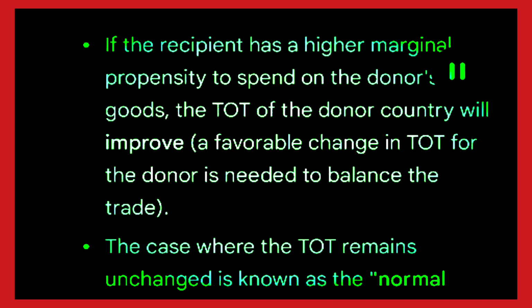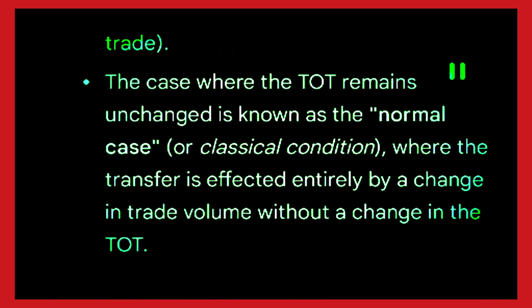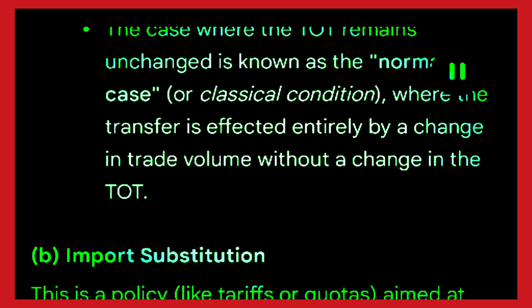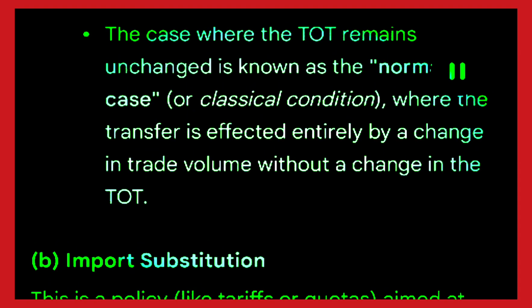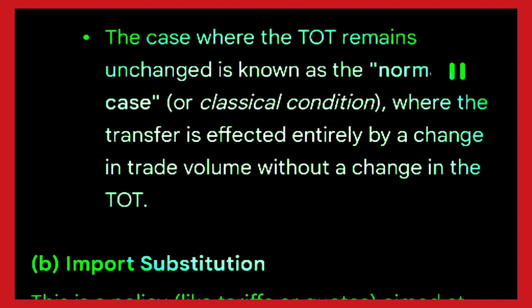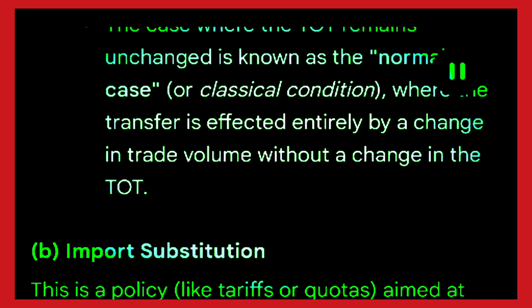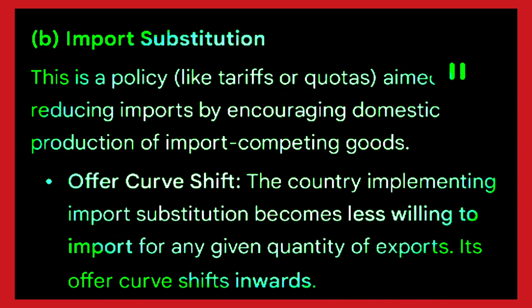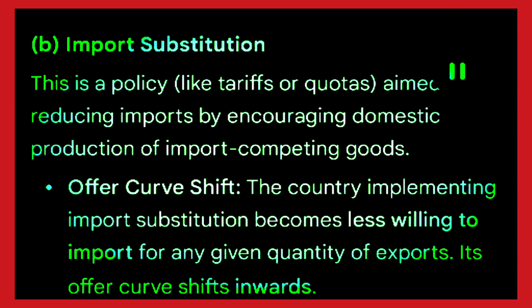The case where the TOT remains unchanged is known as the normal case, or classical condition, where the transfer is effected entirely by a change in trade volume without a change in the TOT. B. Import substitution. This is a policy, like tariffs or quotas, aimed at reducing imports by encouraging domestic production of import-competing goods. Offer curve shift.